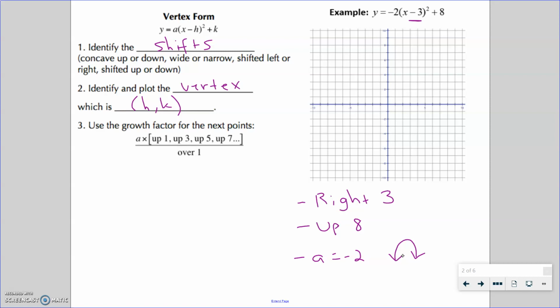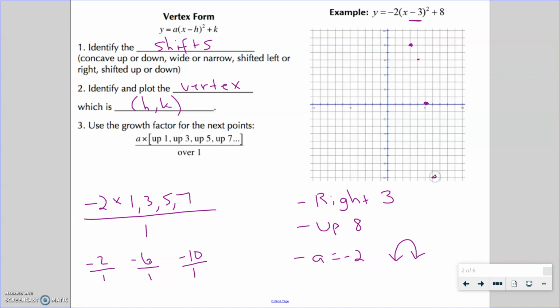So if you start at 0, 0, and you go right 3 and up 8, 1, 2, 3, 4, 5, 6, 7, 8, your vertex should be right about there. If your a value is -2, and you multiply and use that 1, 3, 5, 7 rule, then my first point will be down 2 over 1, down 6 over 1, down 10 over 1, right? I hope some of this is kind of ringing a bell. It's been a long time since we've done it, and that's totally okay. So then down 10 over 1.